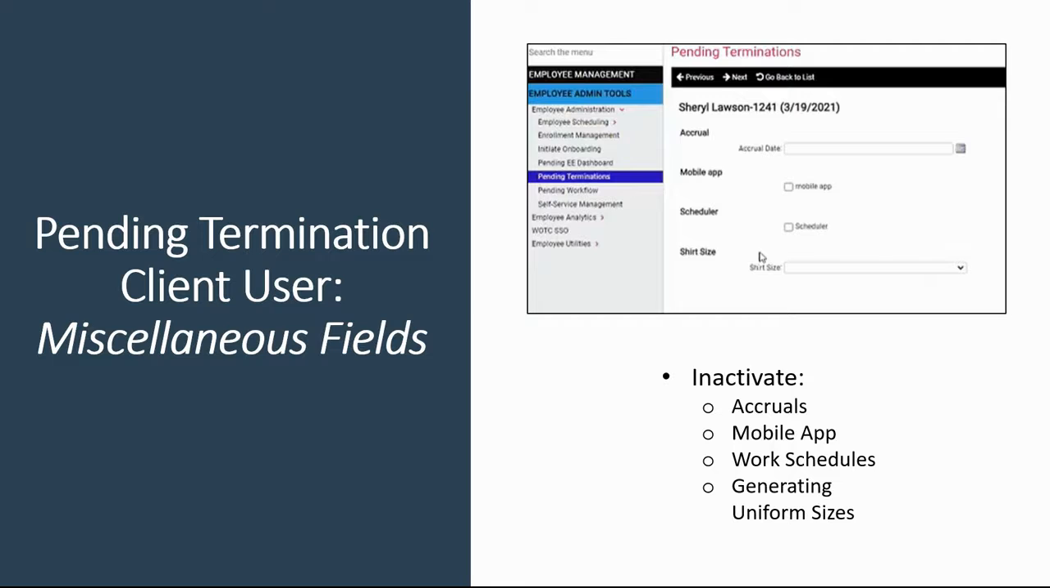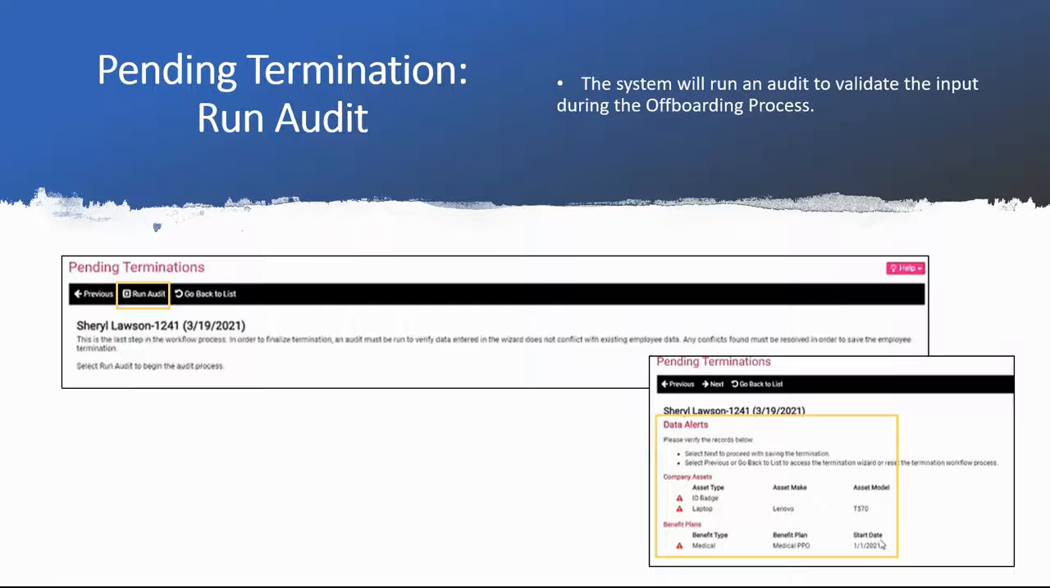The miscellaneous field section allows the client user to manage any accruals. If your organization is using the iSoft Go mobile app, you can turn that off. The work scheduling, and of course the generating of uniform sizes. A wonderful feature about the offboarding wizard is the system will run an audit to validate the input that the management team and client user entered during the offboarding process.